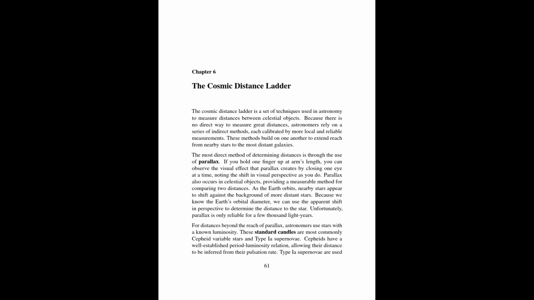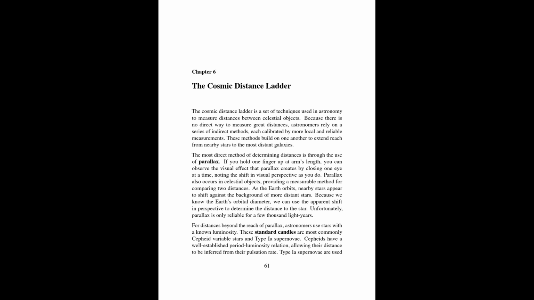Chapter 6, The Cosmic Distance Ladder. The cosmic distance ladder is a set of techniques used in astronomy to measure distances between celestial objects. Because there is no direct way to measure great distances, astronomers rely on a series of indirect methods, each calibrated by more local and reliable measurements. These methods build on one another to extend reach from nearby stars to the most distant galaxies.